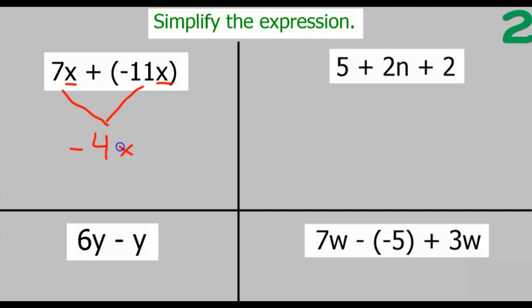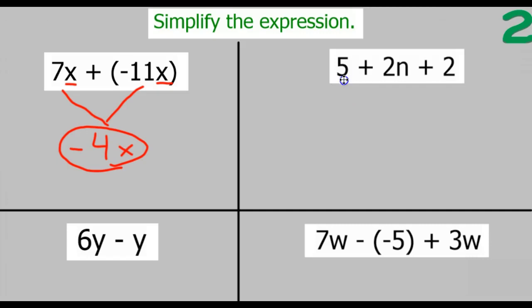But we also have to keep that x. So we just made 2 terms into 1. 7x plus -11x equals -4x. So we're making this easier on ourselves by combining multiple things into 1.